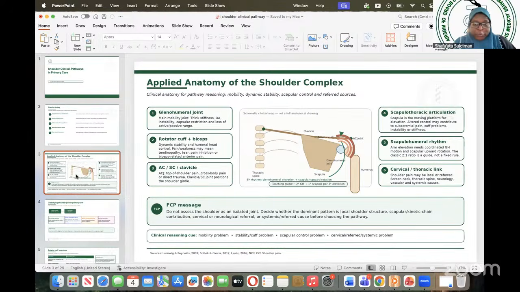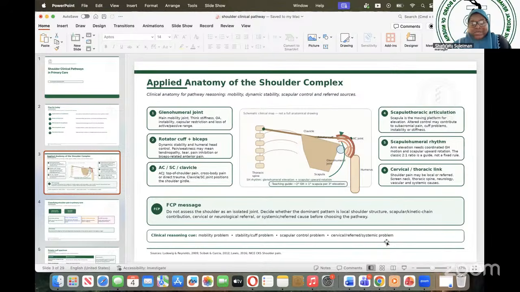And then we've also got the acromioclavicular joint. Don't mind this schematic clinical map, it's just to have an overview here. So top of the shoulder pain, when we're talking about the acromioclavicular joint and the sternoclavicular joint, crossbody pain or direct trauma, then we should expect pain in those regions. Sternoclavicular joint positioning and shoulder girdle pain.